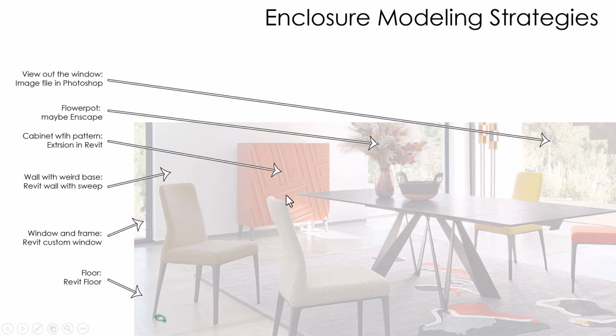The cabinet can be made as a custom extrusion in Revit. It's basically a box, but it has a funky relief pattern on it that you would have to create. The walls, well, there is a kind of reveal wall base, which is a little unusual, but again, this is a standard Revit element. We have walls, we have windows, we even have floors in Revit. And as we are all well aware, there's a wonderful asset library that we can grab materials from that have a lot of terrific things, including things like varnishes.